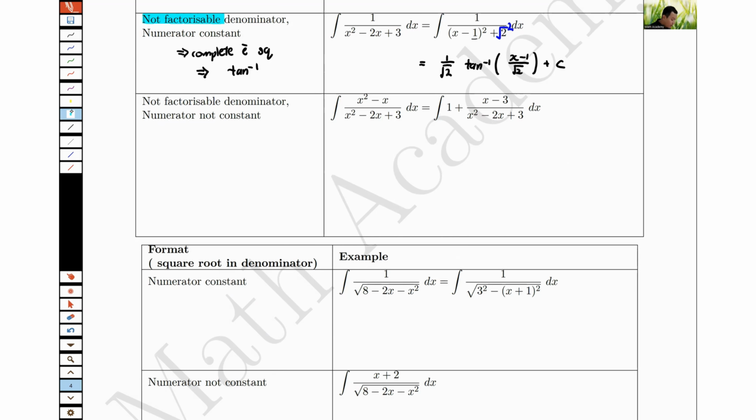And next row, not factorizable, but the difference is my numerator is not a constant. It's an expression that has a variable x on it. There are certain things you need to do. This is not specific to just this row. When you always have a fraction, you should consider long division. And you do long division if the power or the degree at the top is the same or larger than the denominator. Same or larger, you need to do your long division.